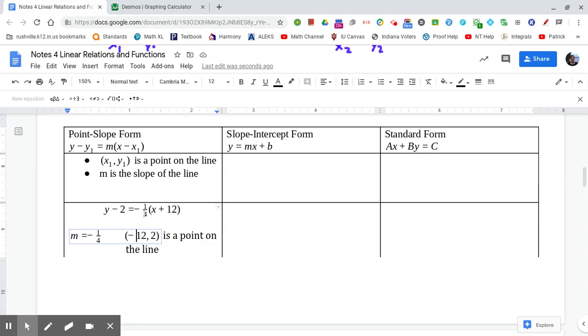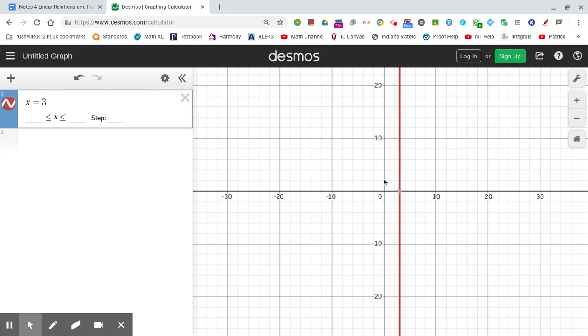All right, so that is my favorite, because the way that I would graph this is I would plot the point first. So I have a point at negative 12 and then positive 2. I'd plot a point on my graph right there. And then the slope tells you how to move. That slope was negative 1/4. So I go down 1, to the right 4, and there I would have myself a line.